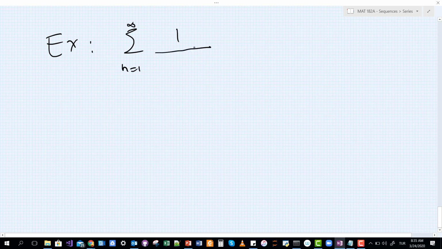Let's solve more examples. I will solve another example which is similar to the previous one. 1 over n plus 2 times n plus 3. Okay, let's try it to find out if it is convergent. If it is convergent, what is the sum?